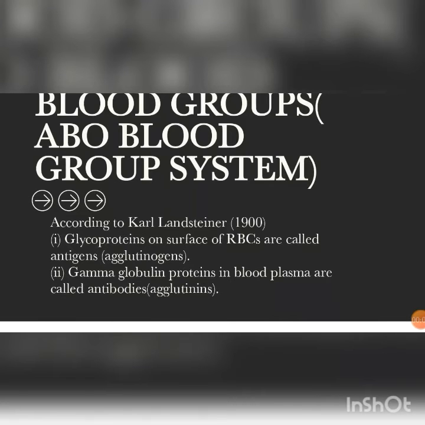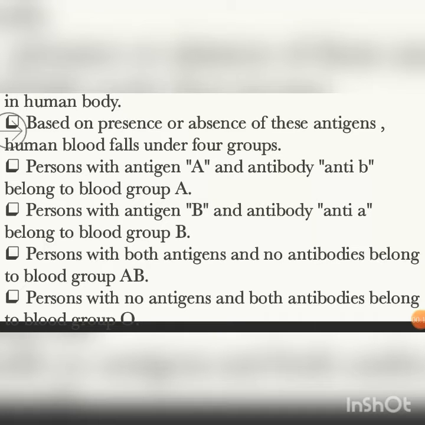Now we will be discussing blood groups or the ABO blood group system. So what are antigens and antibodies? Glycoproteins on the surface of RBCs are called antigens, and gamma globulin protein in blood plasma is called antibodies. Depending on the presence or absence of antigens, blood group is determined. A person with antigen A and antibody anti-B has A blood group. The presence of anti-B means that if blood containing B antigen, that is blood group B, enters its body, its blood will treat it as a foreign body and would produce antibodies.